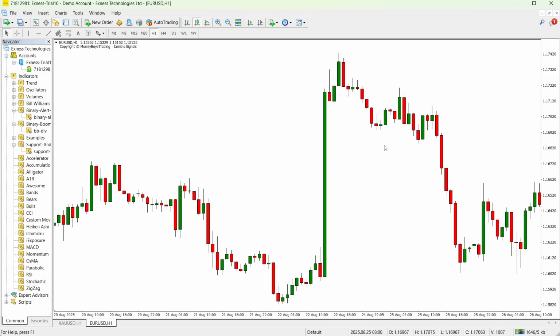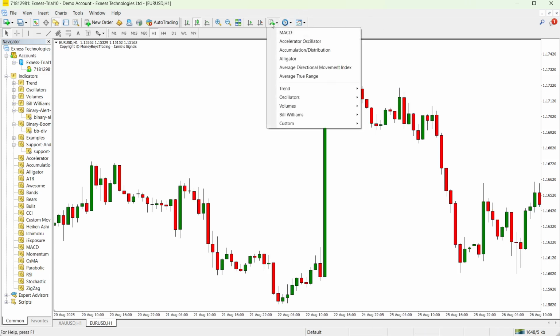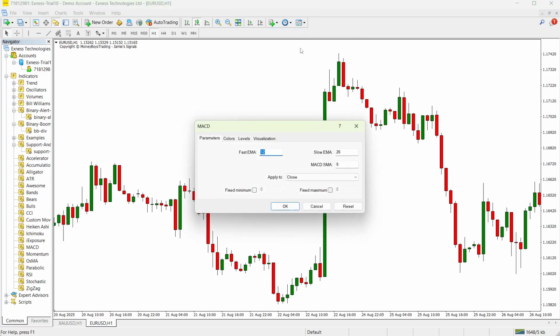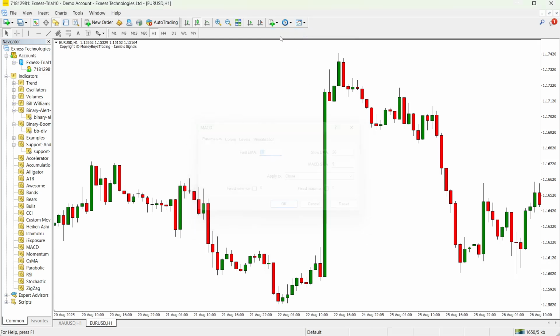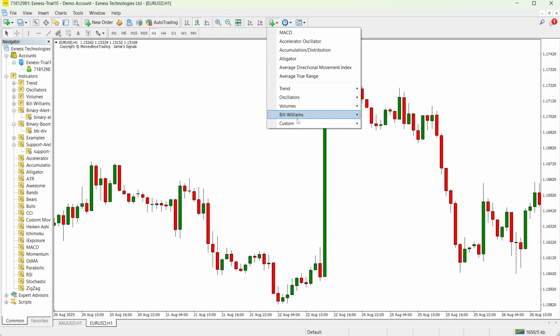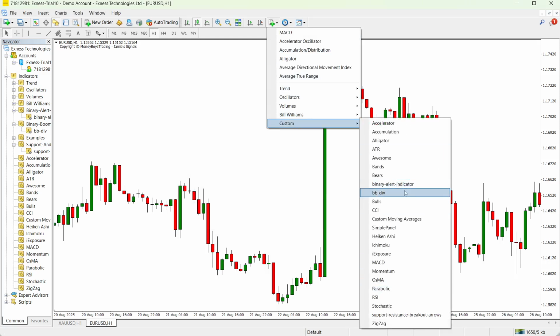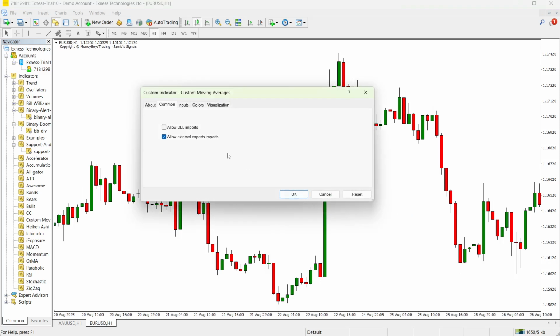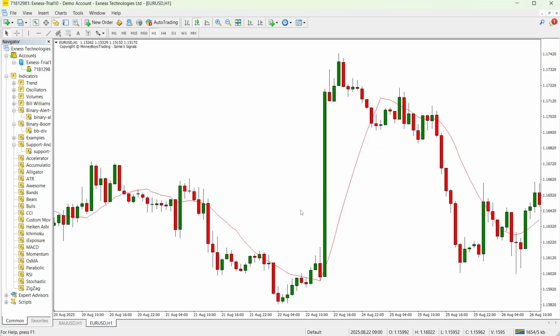Let's take a look at a simple curve fitting example. Let me just load my custom moving averages. Alright, so we have that.